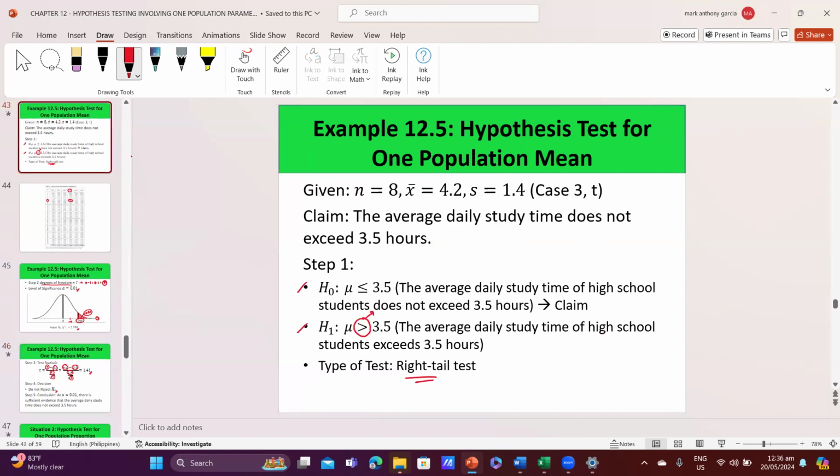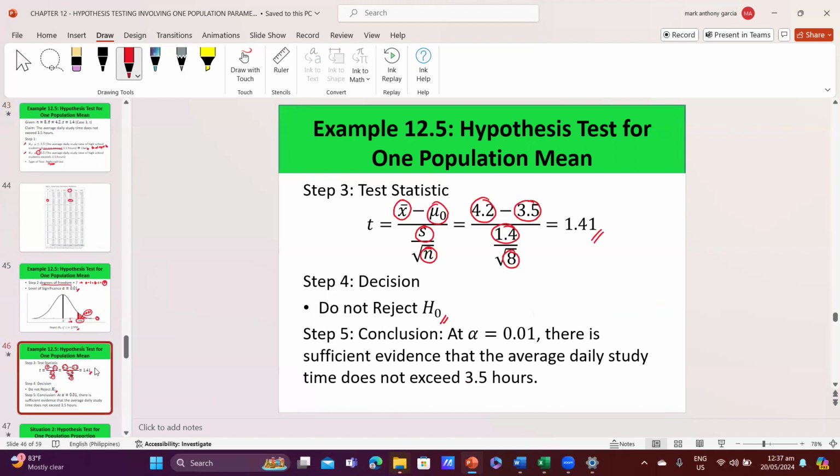So going back into our step 1, that means our H0 is not rejected. And that is our claim. So which means that we have sufficient evidence to say that the average daily study time of high school students does not exceed 3.5 hours. So our conclusion is stated as: at the 0.01 level of significance, there is sufficient evidence that the average daily study time does not exceed 3.5 hours.